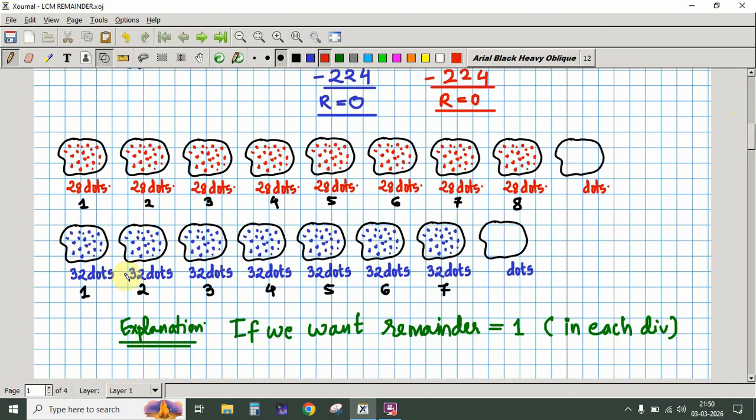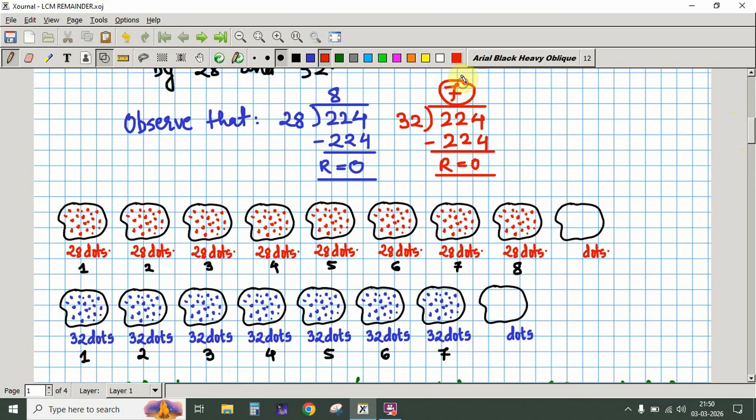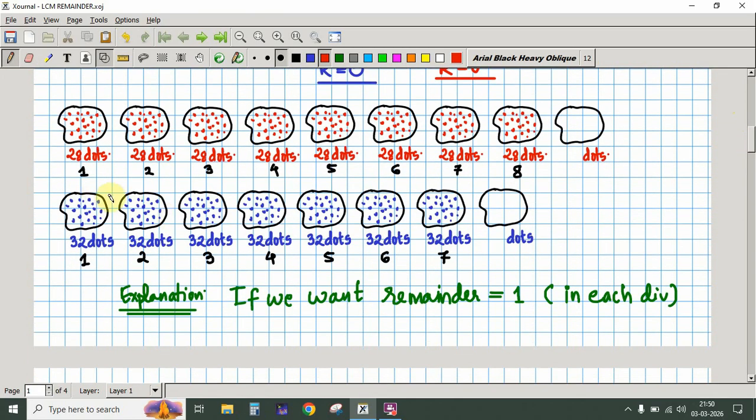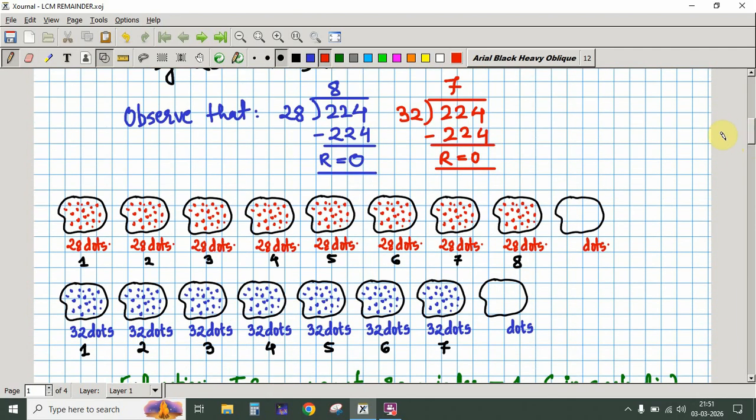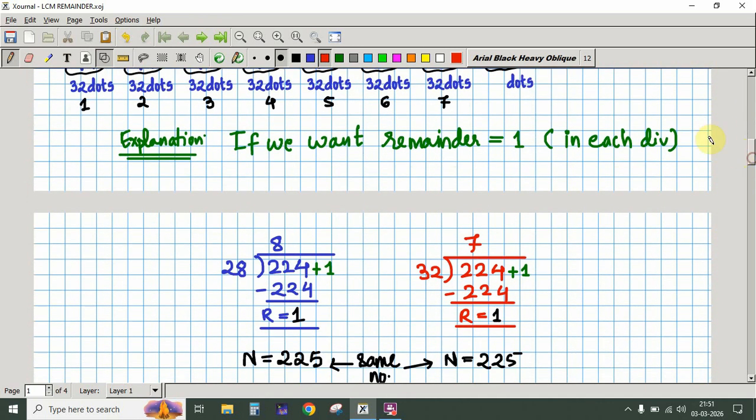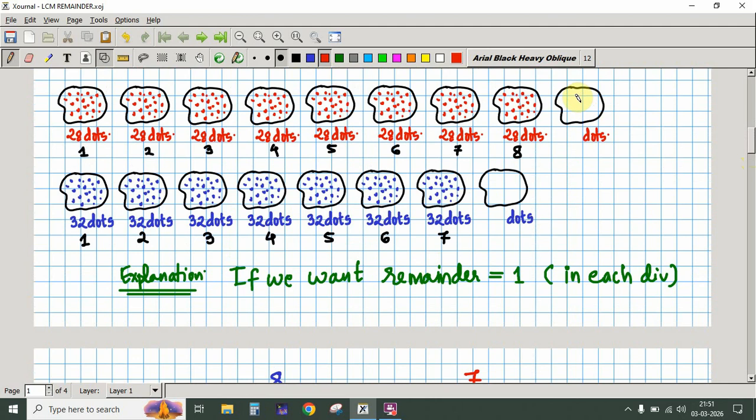The same explanation goes with 32 dividing 224. The quotient is 7, so we have 7 sets or 7 bunches with 32 objects in each set. So 32 into 7 is 224. In total we have 224. There is not a single object left in an extra set, so the remainder is 0. I hope we understood the meaning of our traditional division. Since there is not a single dot in the extra set, the remainder is 0.